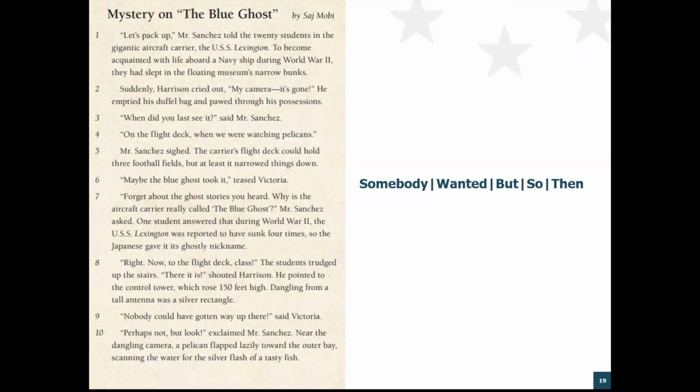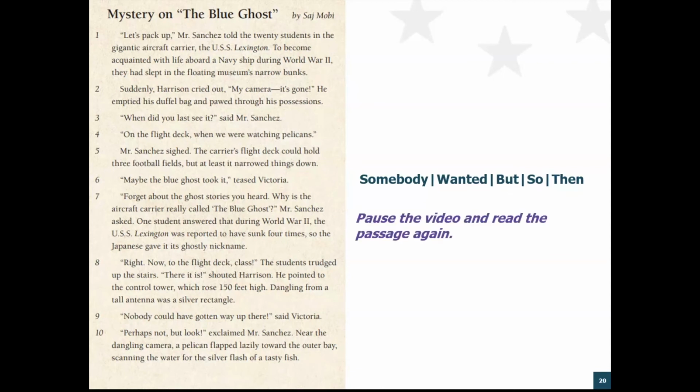Now that I've read the story, pause the video and read the passage again. This time, try to identify the Somebody Wanted But So Then of the story.